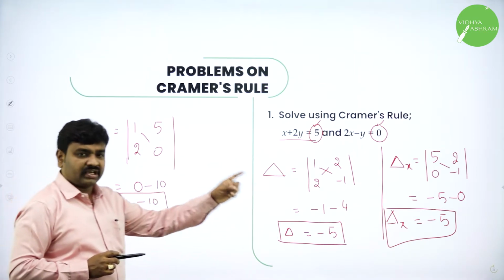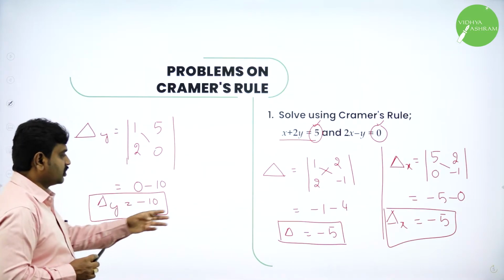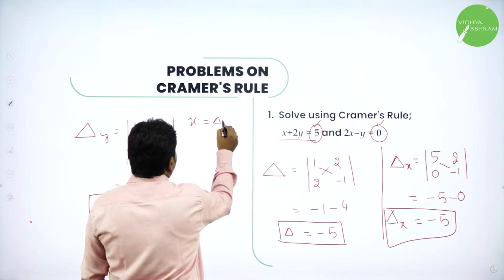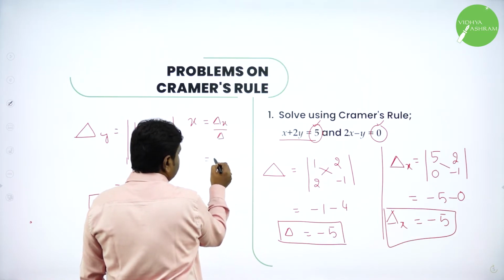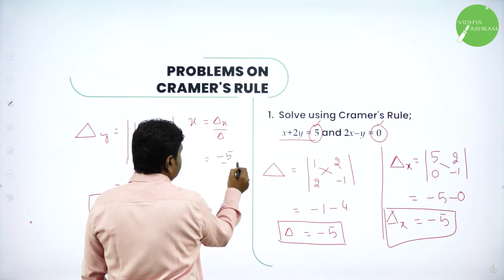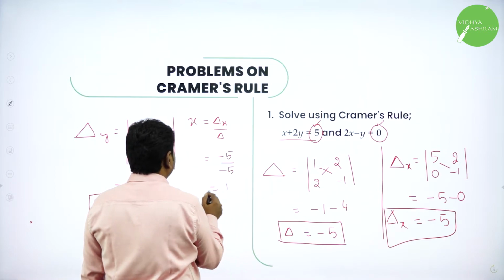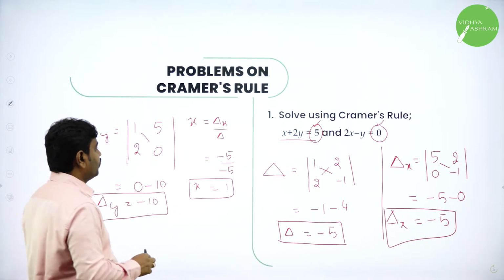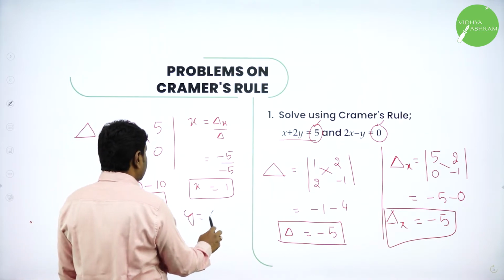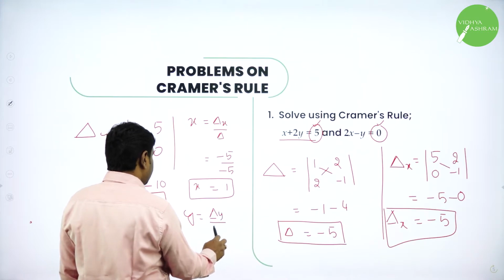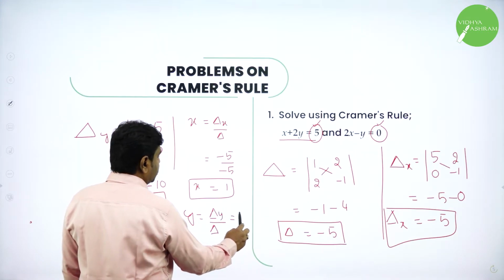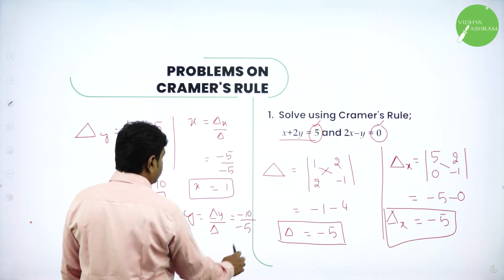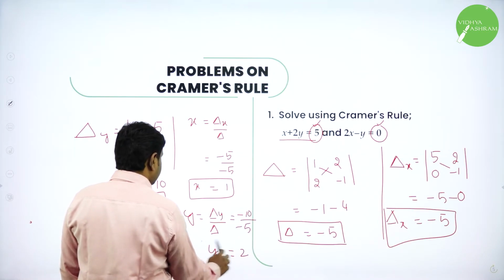So now we know delta x, you also know delta y, you also know delta, and write the values of x. What is x? x is delta x by delta. Delta x is what? Minus 5 by minus 5. Minus 5 by minus 5 is 1. So you got the value of x. And similarly, find y. How to find y? Delta y divided by delta. What is delta y? Minus 10 divided by delta, which is minus 5. When you divide, you will get 2. So you got y value is 2.